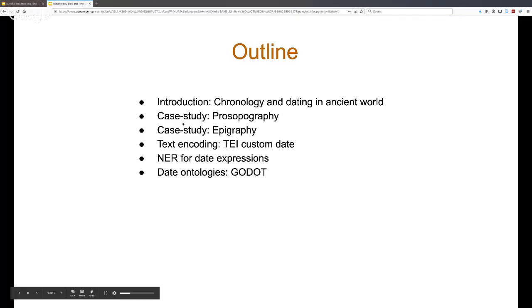So the outline for today. The idea is to have a very brief introduction about chronology and dating in the ancient world. Then we have different case studies concerning prosopography and epigraphy. We will discuss then how the TEI, the Text Encoding Initiative, addresses dates, and then we have a very few words about named entity recognition for date expressions, and finally we will talk about Godot, which is basically a gazetteer of calendar dates.